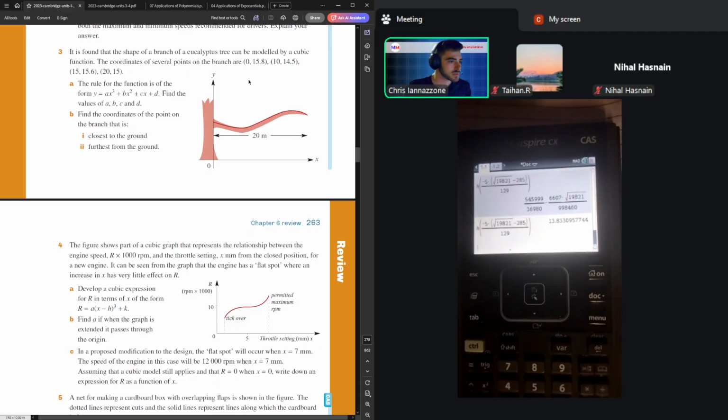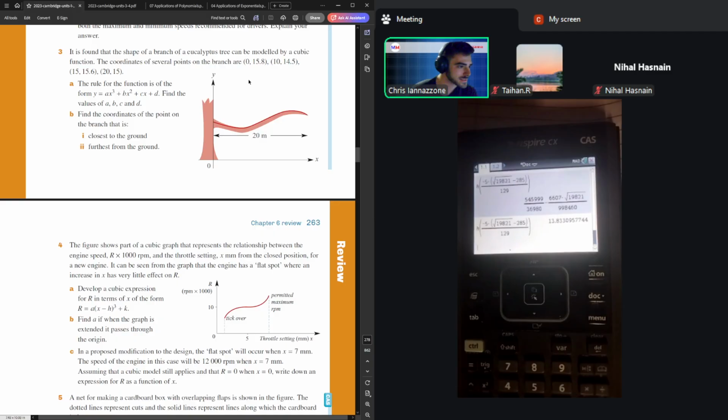That's pretty much it. So getting the rule was just a matter of doing our simultaneous equation on the CAS, and then the interpretation of that will differ from question to question, but a lot of the time they're just talking about either finding a y value or an x value.